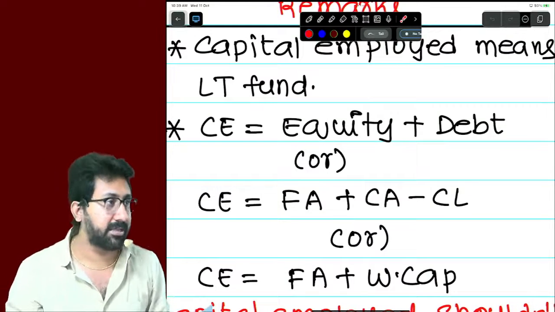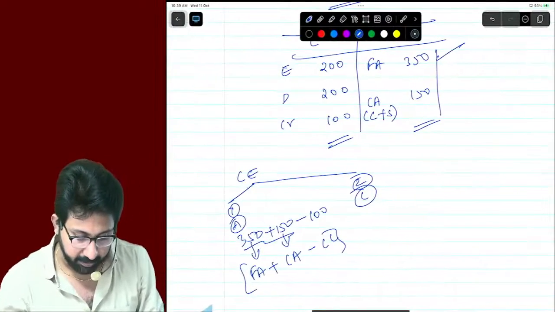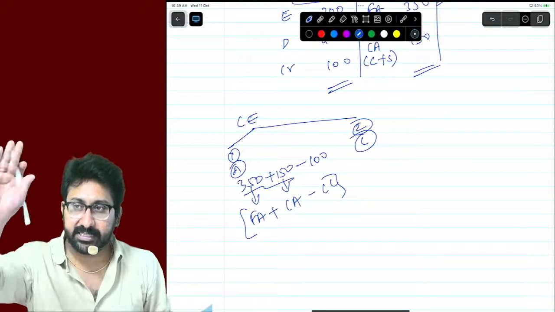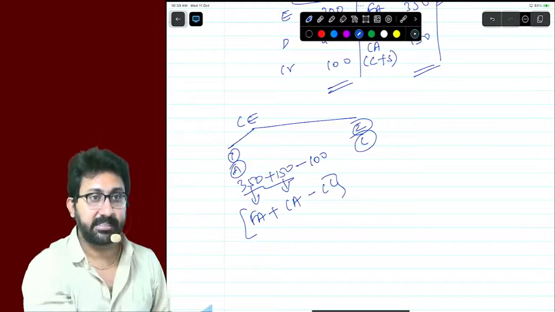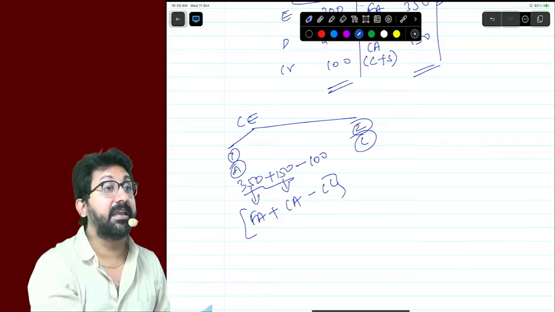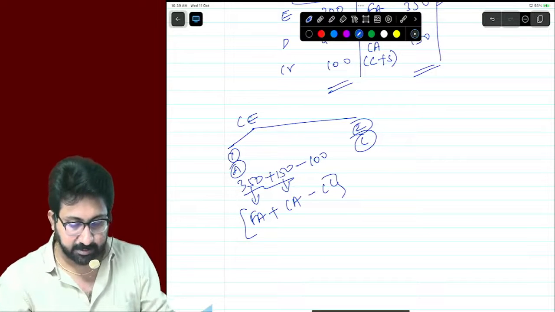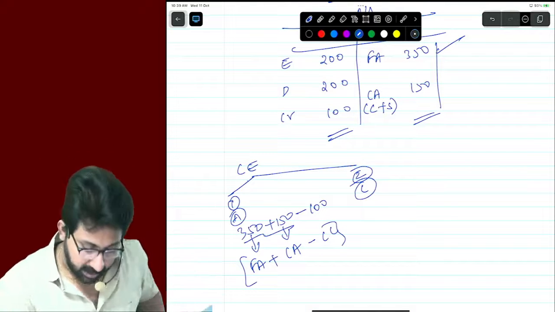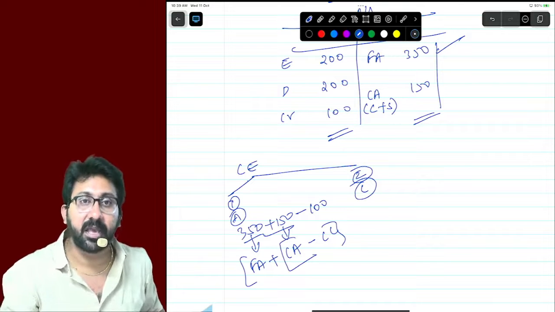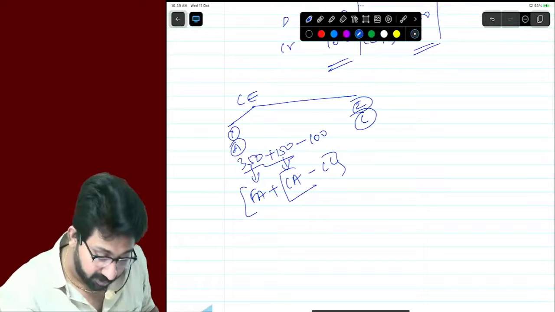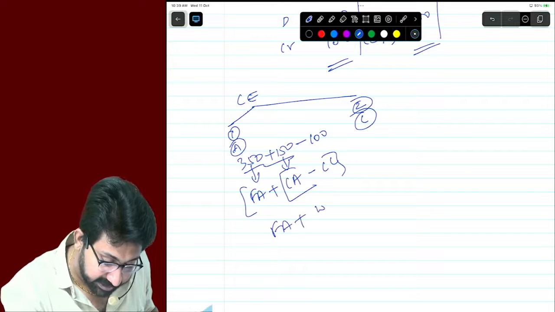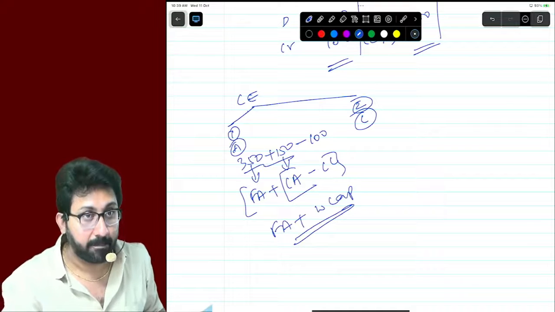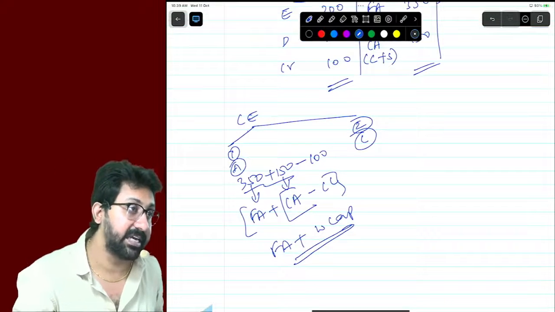Everyone understood how the formula has been derived or not? Now tell me, capital employed can be calculated in two ways. What are the two ways? Assets minus outside liabilities, the outside liability being current liabilities. That means fixed assets plus current assets minus current liabilities. That is one way. Current asset minus current liability, can I call it working capital? Yes. Therefore, some books will write fixed assets plus working capital is called capital employed. This is the assets side analysis.